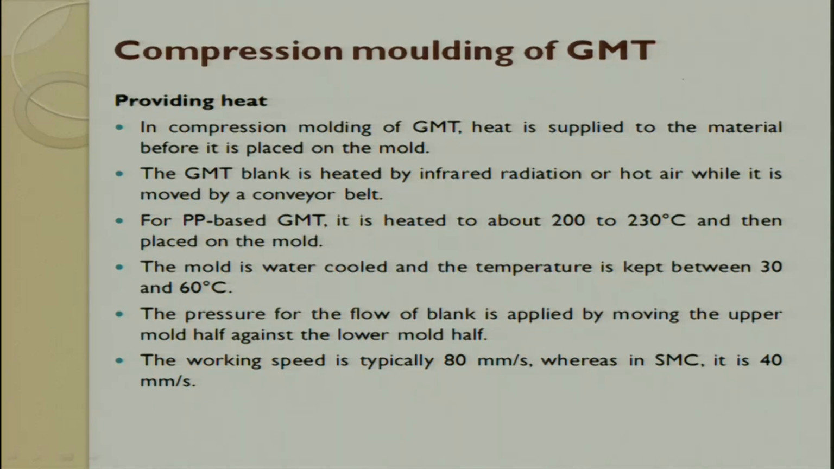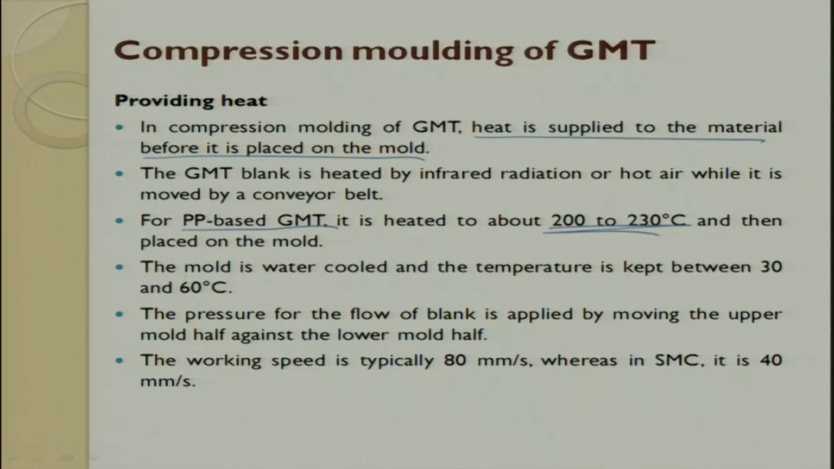So why do we provide heat? The heat is used for proper consolidation only. So initially we heat before we apply pressure. In compression molding, the heat is supplied to the raw material before placing it in the mold, so that it takes a semi-viscous state, not completely viscoelastic, but at least a softened state. The PP based GMT, we take it to 200 to 230 degrees Celsius, and then it is kept inside the mold. Inside the mold, the water is cooled and the temperature is kept around 30 to 60 degrees Celsius.